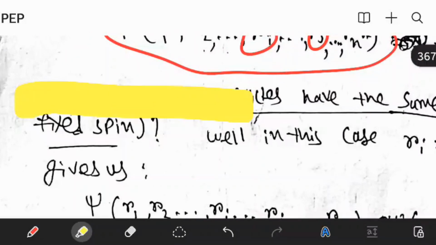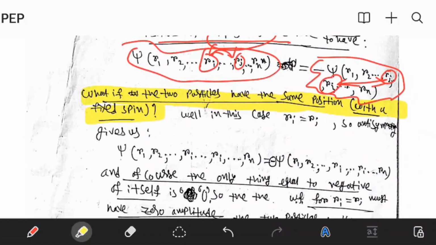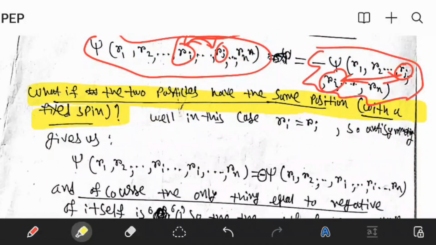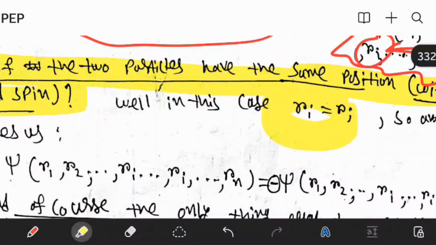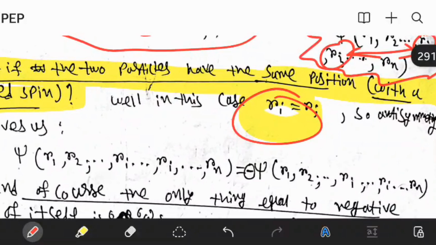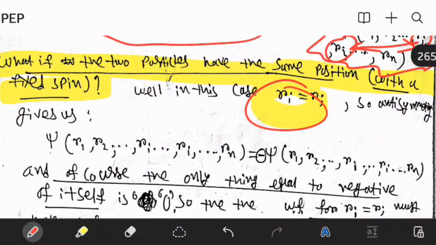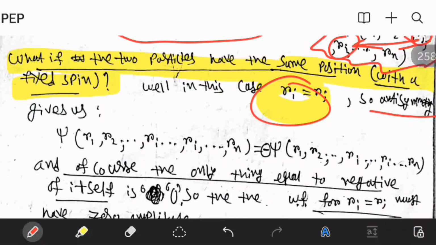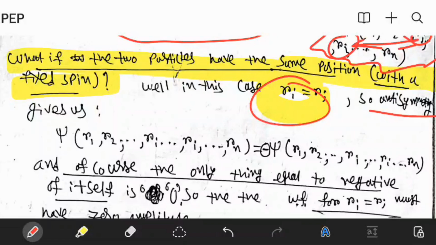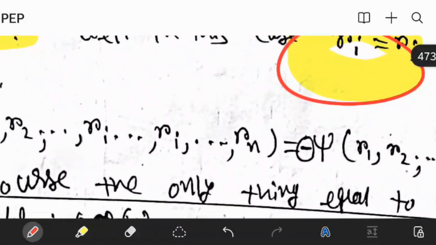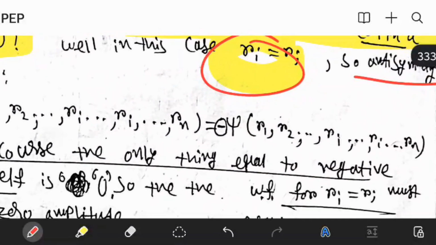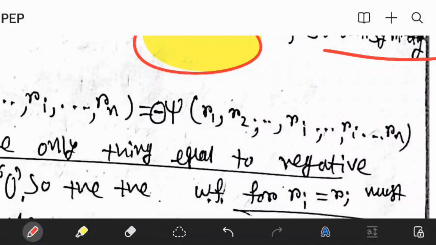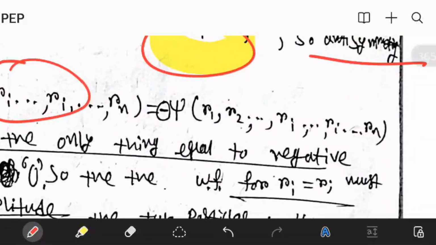So what is going to happen if both of them have the same position with a fixed spin? In this case Ri is equal to Rj. So antisymmetry gives us the wave function psi of R1, R2, blah blah blah, Ri, blah blah blah, Ri again, blah blah blah, Rn equals negative of psi of R1, R2, blah blah blah, Ri, blah blah blah, Ri, blah blah blah, Rn. So these two terms repeat.